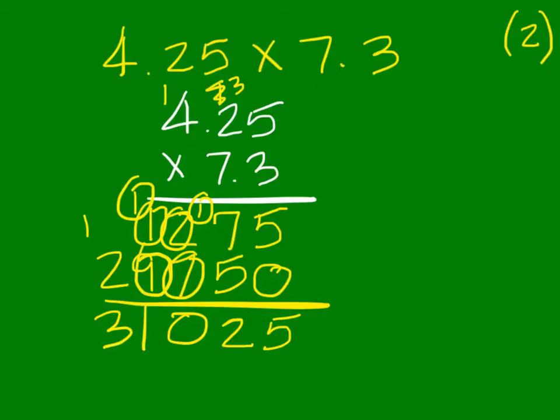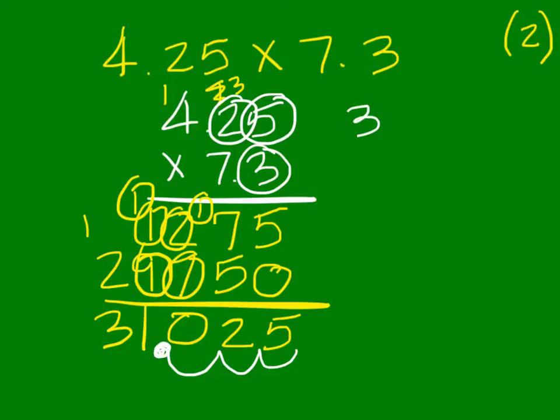Now when you get to this spot, you have to count up how many numbers you have to the right of the decimal points in your problem. There's 1, 2, and 3 numbers that are to the right of a decimal point. So start here and go 1, 2, 3. That's where the decimal point would be at in your answer.